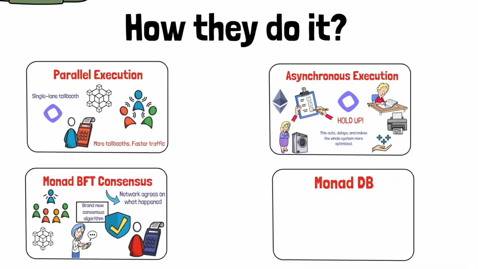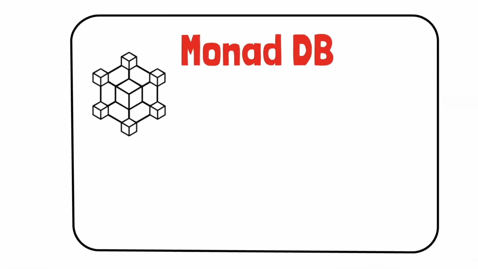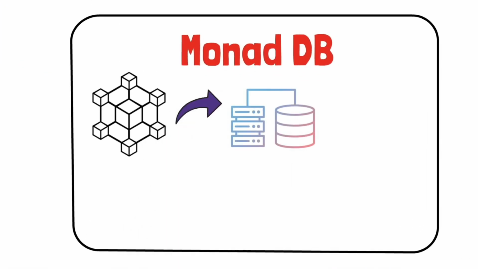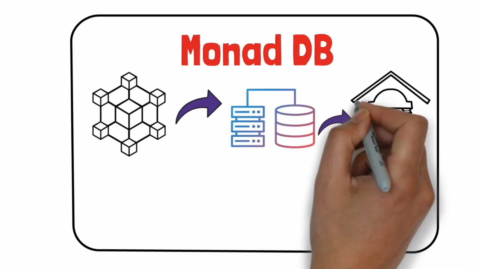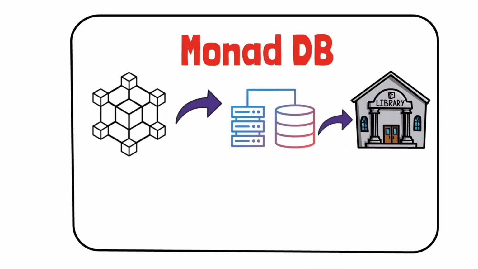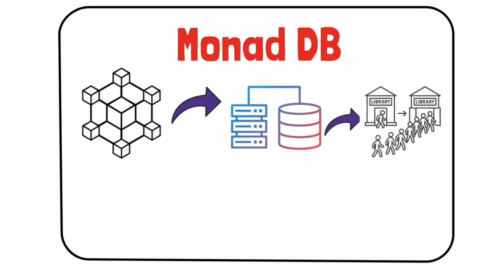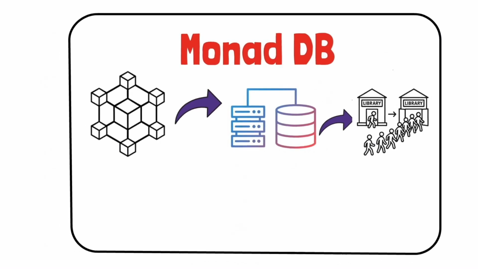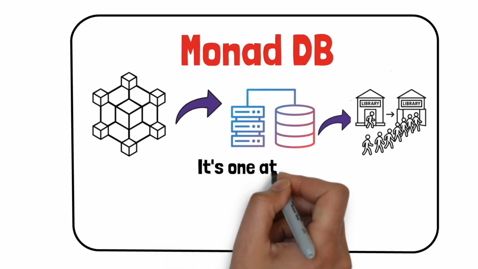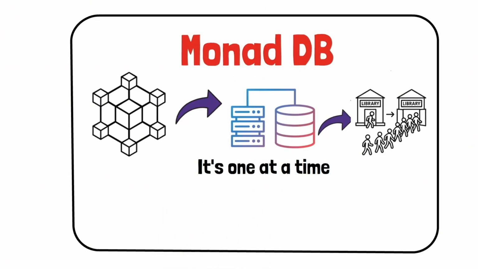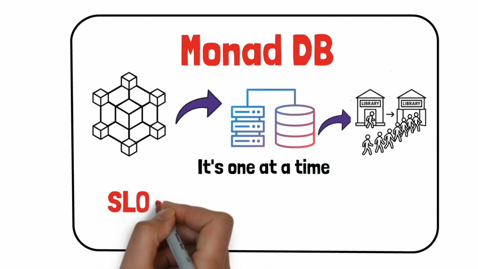And fourth, MonadDB. Blockchains need to read and write massive amounts of data. It does this in a database. You can think of the database like a library. The way a lot of databases work currently is like letting one person into the library, they find their book, check it out, then leave. Once they leave, the next person can go in. It's one at a time. If there were even 20 people who wanted to take out books, this would be a very slow process.